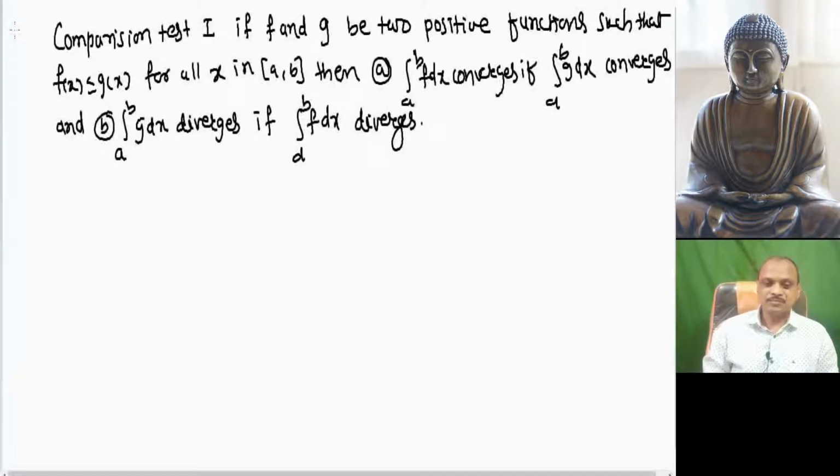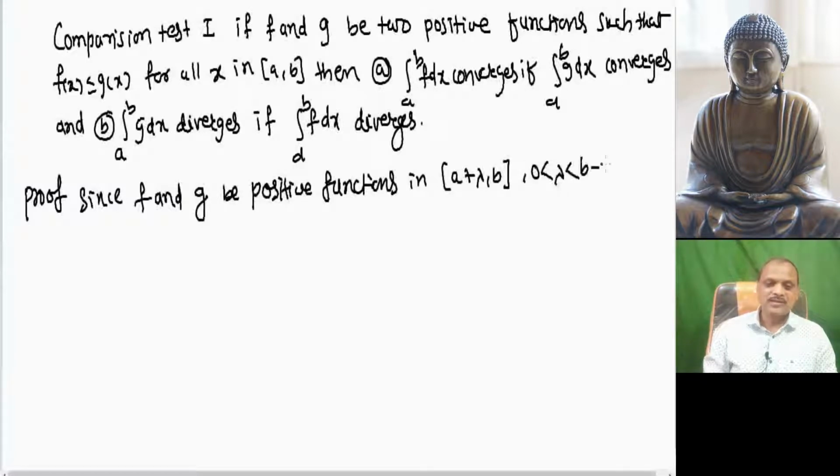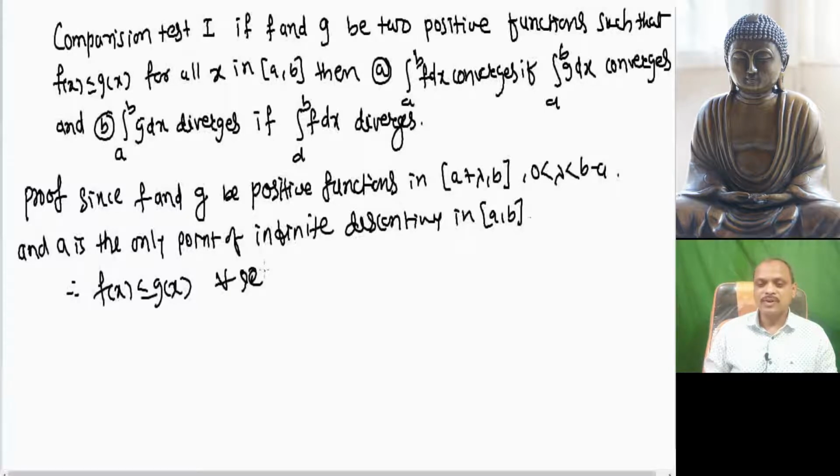So what is given? It is given that f and g are both positive functions in the closed interval a plus lambda to b, where 0 is less than lambda less than b minus a, and a is the only point of infinite discontinuity in the closed interval [a, b]. Also, f of x is less than or equal to g of x for all x in the closed interval, here taking a plus lambda to b.